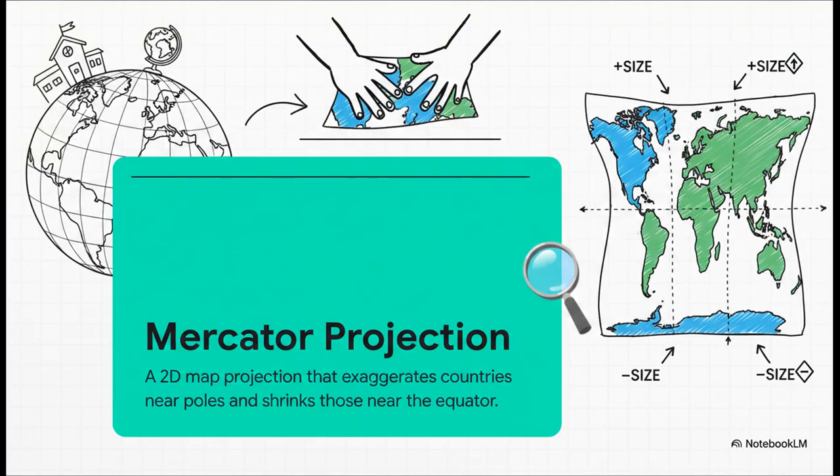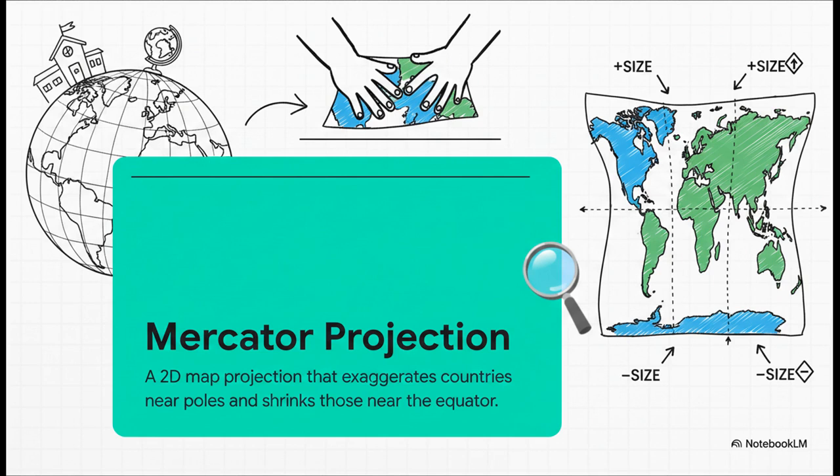Have you ever actually wondered how cartographers take a 3D spherical globe and squash it flat onto a 2D piece of paper? Well, they use what's called a projection. The most popular one in the world, the one you almost certainly grew up looking at in classrooms, is the Mercator Projection. But here's the massive catch. Every single projection introduces some kind of distortion.